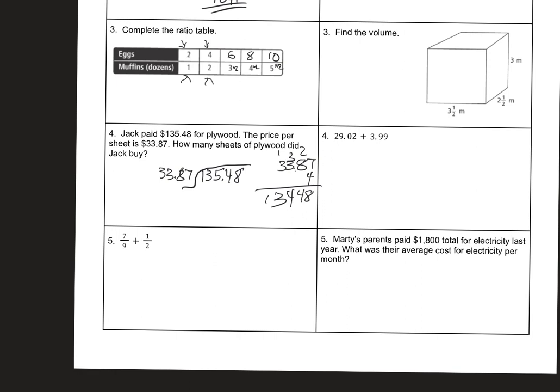And looky there, Mr. Green made a mistake. That's actually a 3 right there. So this would be a 5. Jack got 4 pieces of plywood. Number 5, the one that everybody needs help with.